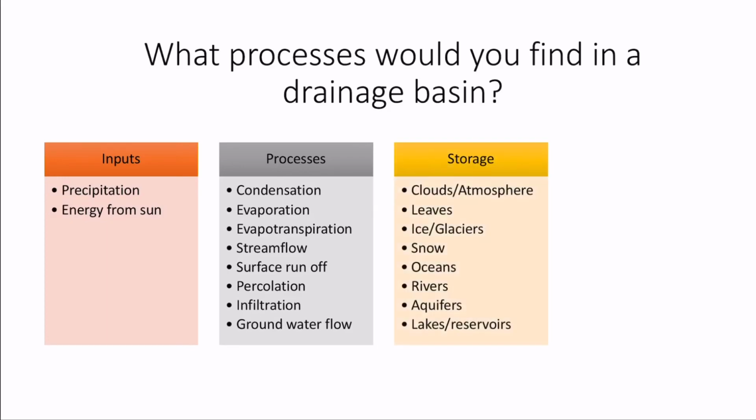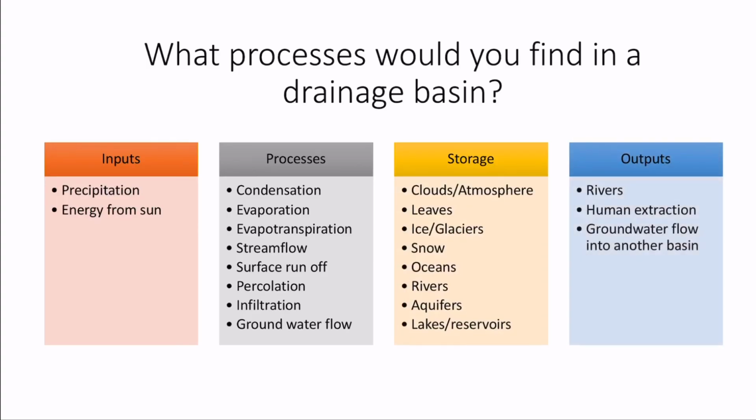Storage, lots of different examples here you could have had. You could have actually had the fjord, which would count as a river or lake, but also, again, above the ground, clouds and atmosphere. On the ground, things like leaves and the trees would actually store water, including ice, glaciers and snow. An ocean I've put, but you could have put kind of the fjord or the lake. And also below the ground, aquifers, which is that groundwater store.